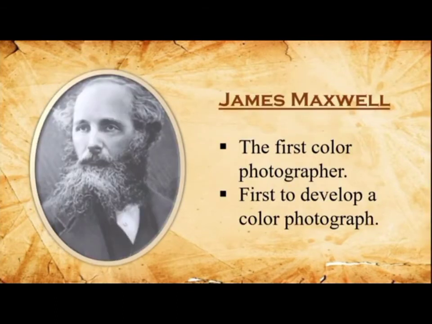Now we have James Maxwell. James Maxwell was also a Scottish mathematician and also a scientist responsible for the classical theory of electromagnetic radiation, describing electricity, magnetism, and light as different manifestations of the same phenomenon for the first time. Maxwell's equations for electromagnetism have been called the second great unification in physics, where the first one had been realized by Isaac Newton. In addition, he developed a color photograph, which makes him the first color photographer.